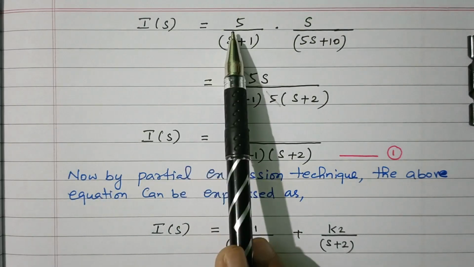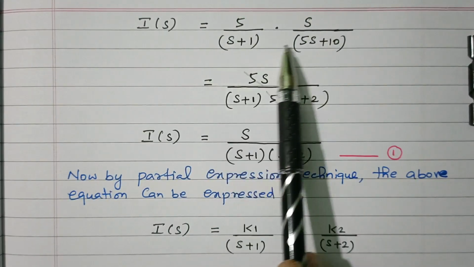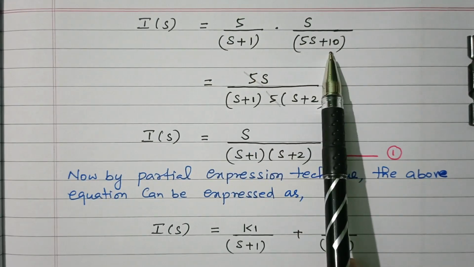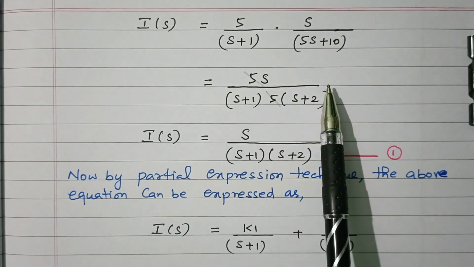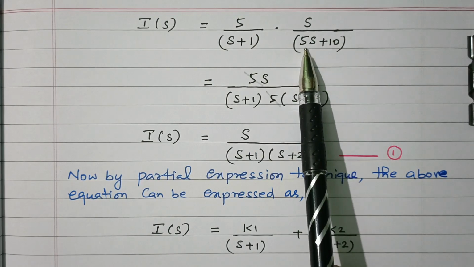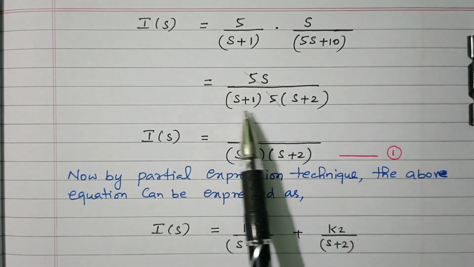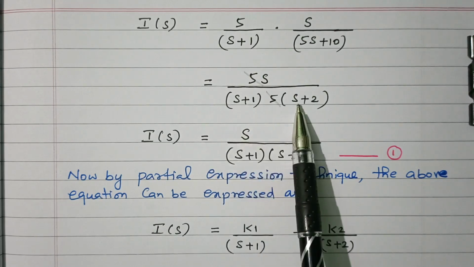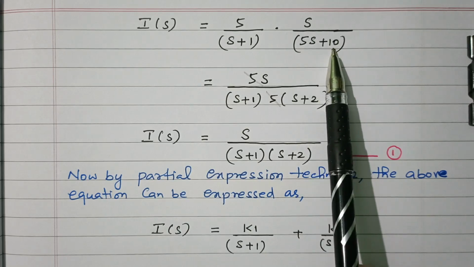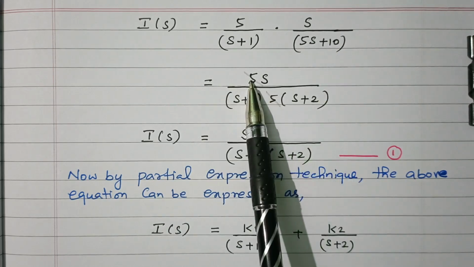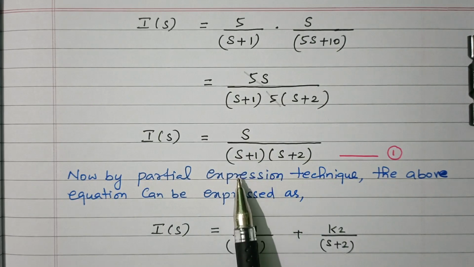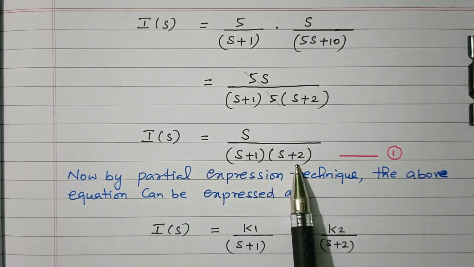So I of s equals 5 divided by s plus 1, into s divided by 5s plus 10. In order to bring this to the standard form s plus a, we can take this 5 outside. Here s plus 1 is already available. So 5 is taken outside, and s plus 2 remains, as the 5 goes 2 times. This 5 gets cancelled, so we have s divided by s plus 1 into s plus 2.